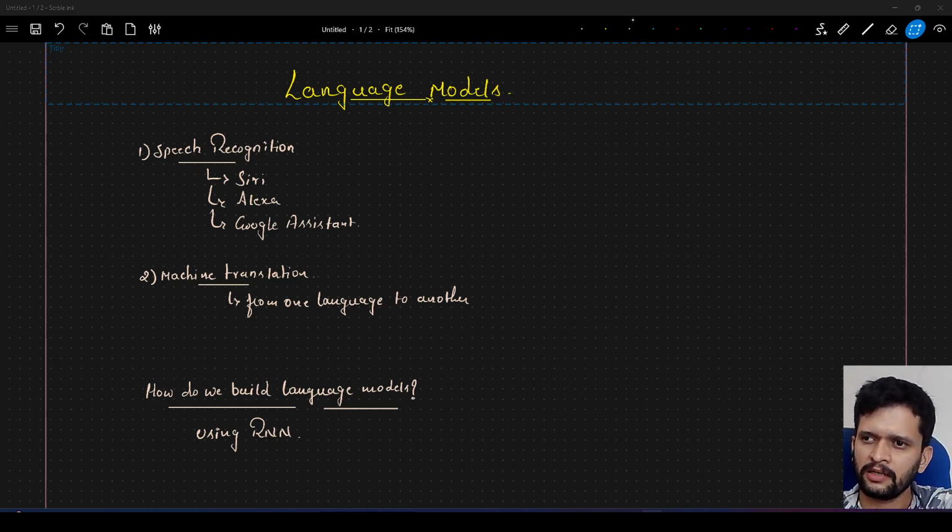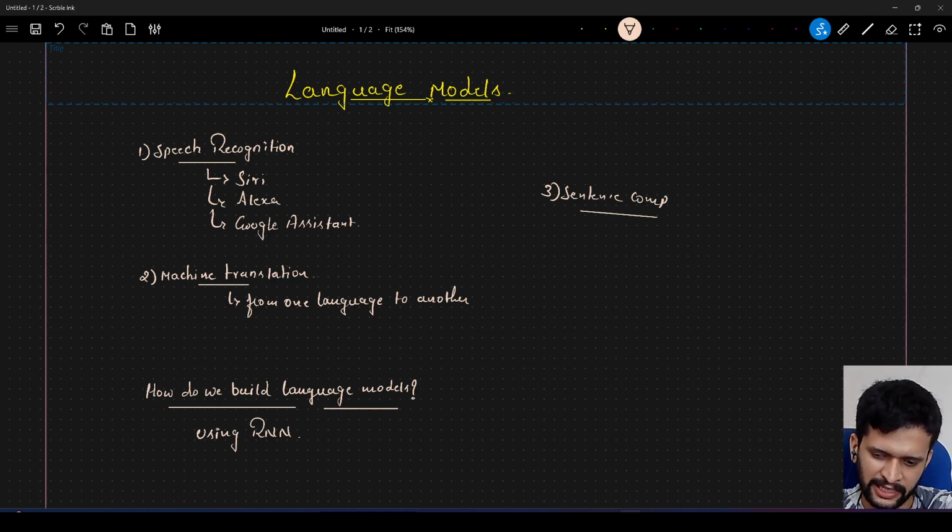Another thing you can think of is sentence completion. What do I mean by sentence completion? If you have seen Google, while you write an email, if you type something, it gives you some suggestions for the next few words, correct? So that's what I mean by sentence completion. For all these tasks, we need a language model to be trained so that we can get the desired output that we want.